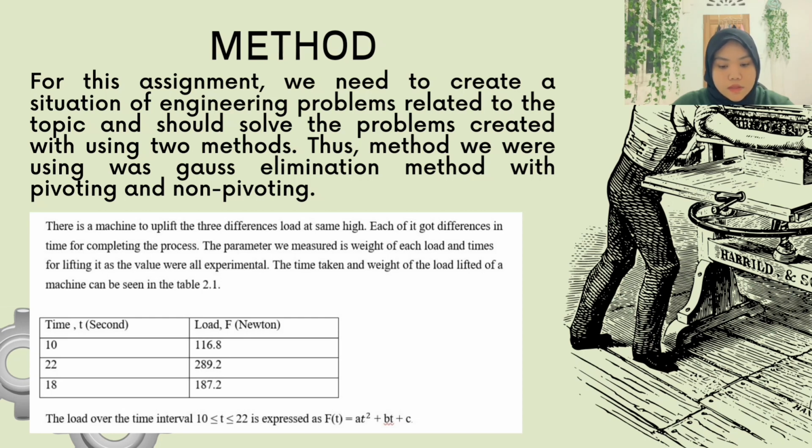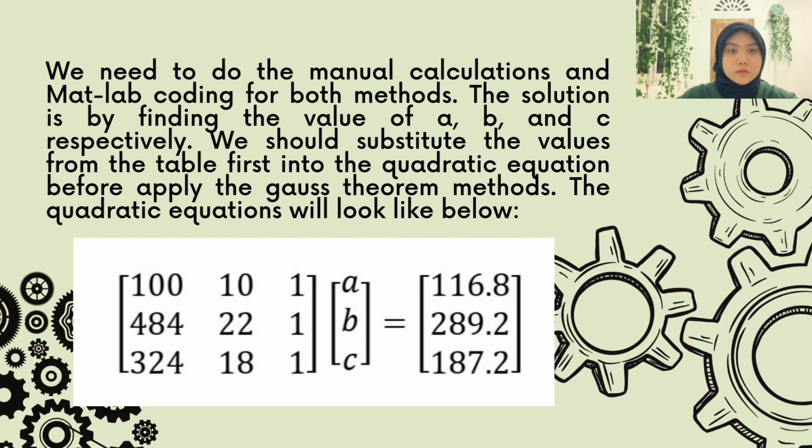So for the load over the time interval in the range of 10 until 22, it is expressed as F(t) equal to At squared plus Bt plus C. We need to do the manual calculation and MATLAB coding for both methods. The solution is by finding the values of A, B and C respectively. We should substitute the values from the table first into the quadratic equation before applying the Gauss elimination methods. The quadratic equation will look like below.